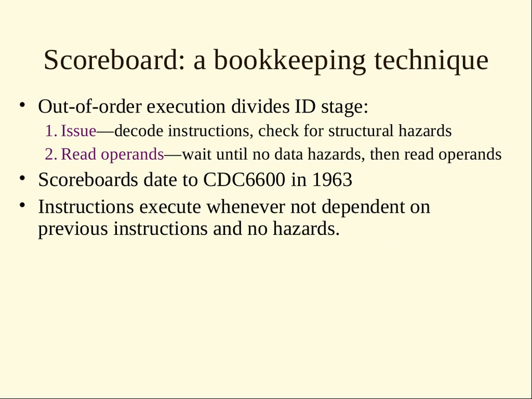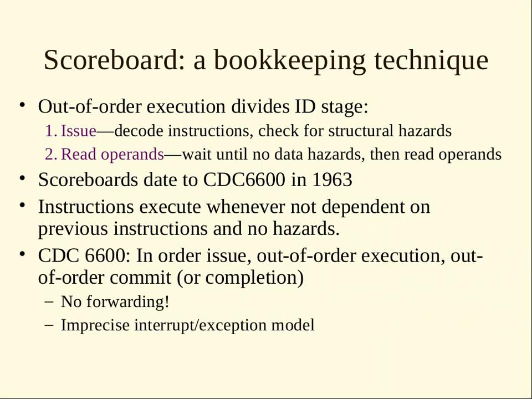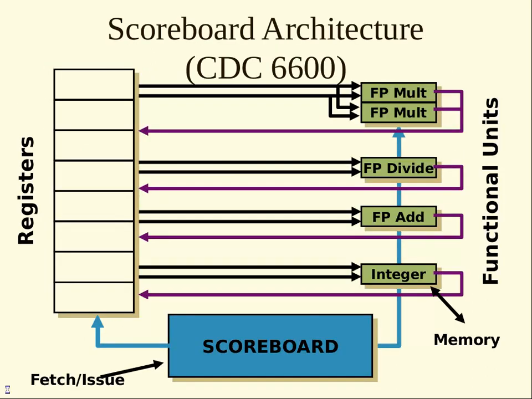So scoreboarding is really just going to say, can we issue this instruction yet? And once it can, then it dispatches it. It waits till there are no hazards, and then it actually reads from the register file. So it's in-order issue, out-of-order execution, and out-of-order commit or completion. There is no forwarding, and it has an imprecise interrupt execution model, because if you try and interrupt it, some of the instructions may have already been completed that shouldn't have been. We'll talk briefly about what we can do about that later.